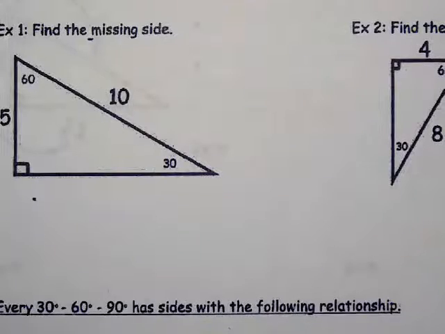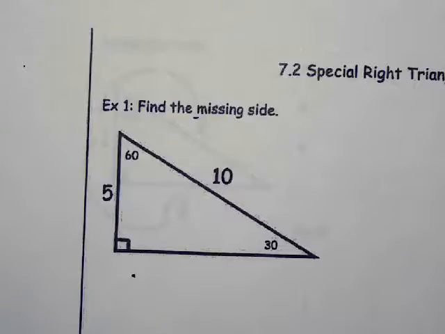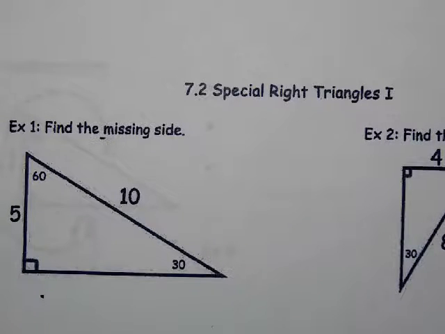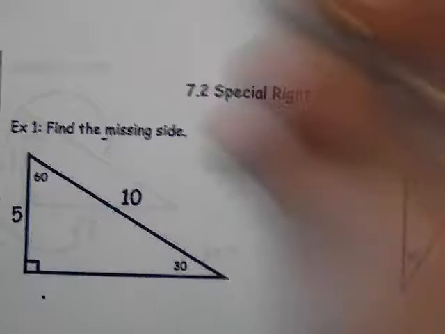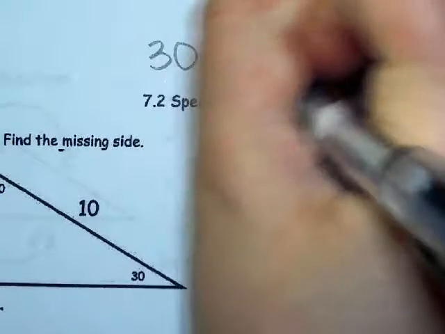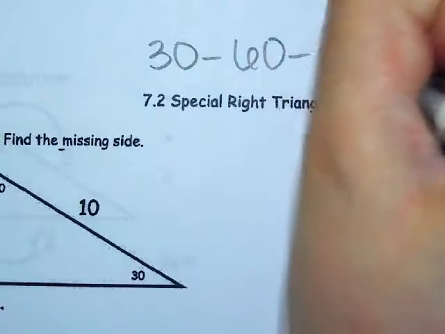Okay. So for the next 2 days, we are studying special right triangles. At the top of the notes, so you can differentiate between these and the next set of notes we're going to do more easily, we're just going to write 30, 60, 90 really big. 30, 60, 90.